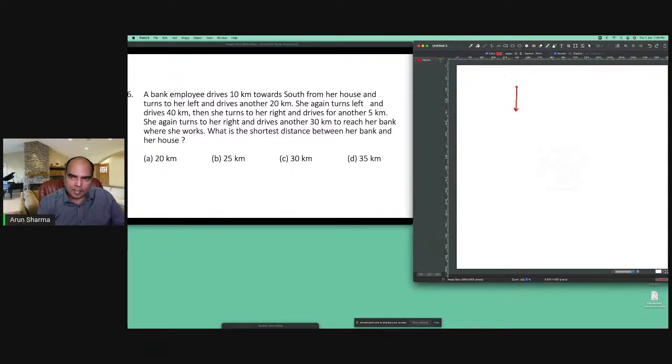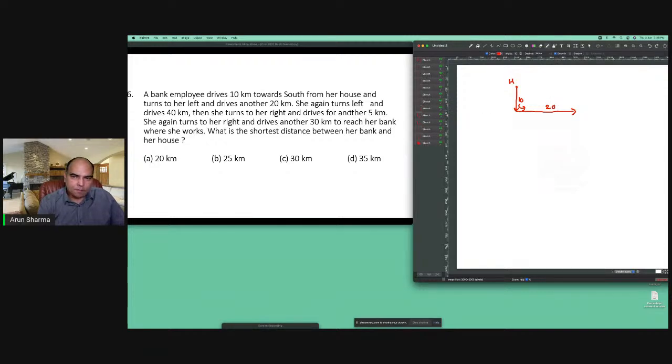A bank employee drives 10 kilometers south from her house. So this is her house. She drives 10 kilometers south, turns to a left, and drives another 20 kilometers. So she turns left. A left turn, if you're going south, will take you east. She turns left and goes another 20 kilometers.